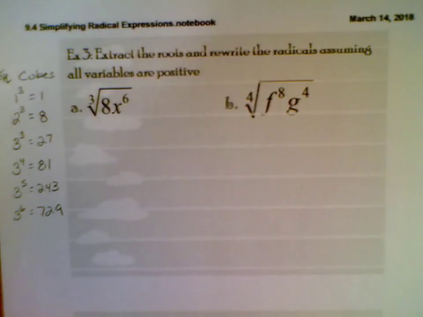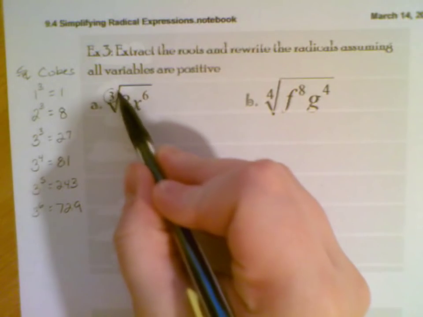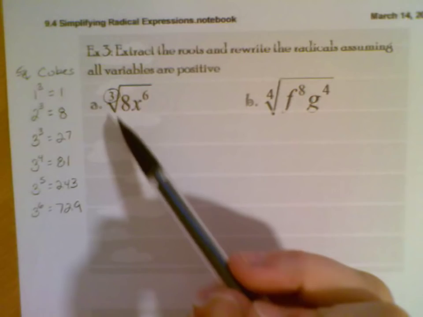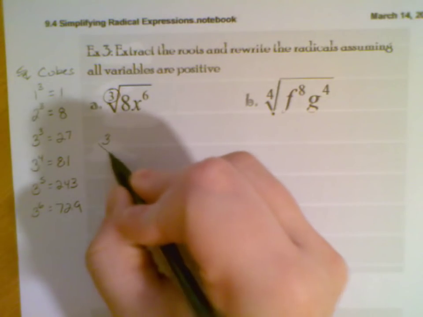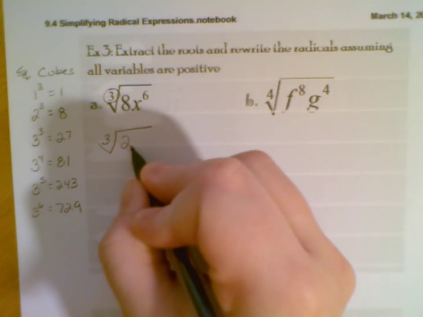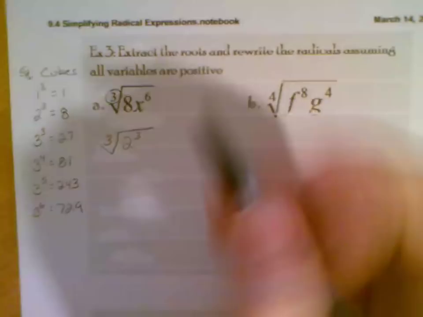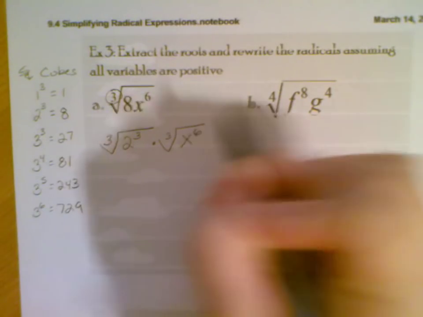Okay, so let's take a look at simplifying. So if you remember, we would rewrite these in terms of perfect cubes or perfect squares or whatnot. So since this is a cube root, I'm looking for the biggest perfect cube that divides into it. Well, obviously 8. So this is the same as the cube root of 2 to the third, because that's 8, and then times the cube root of x to the sixth.